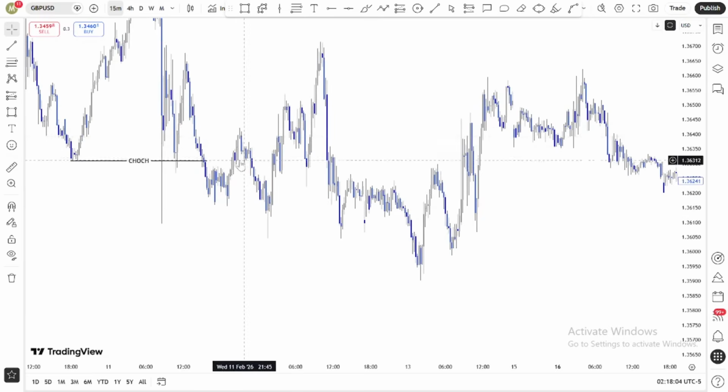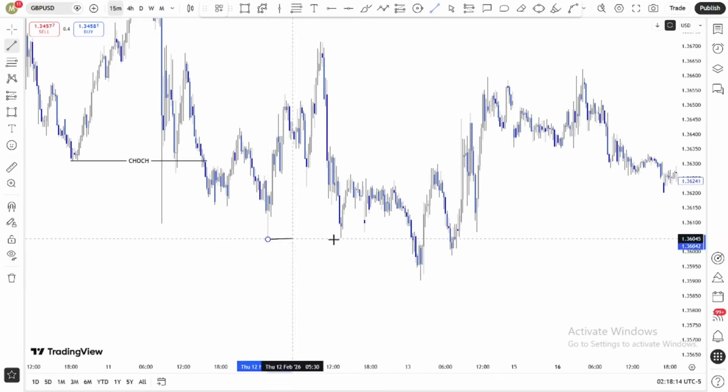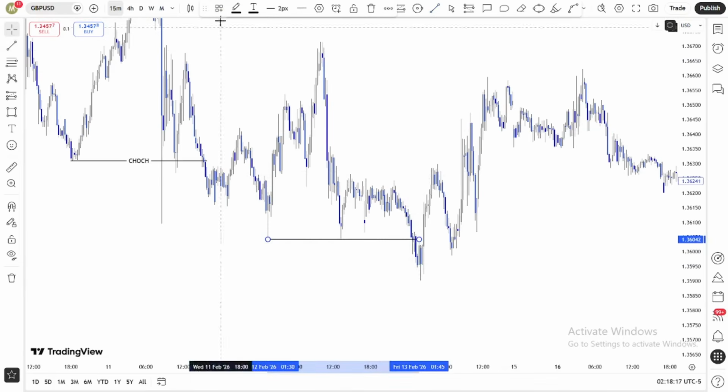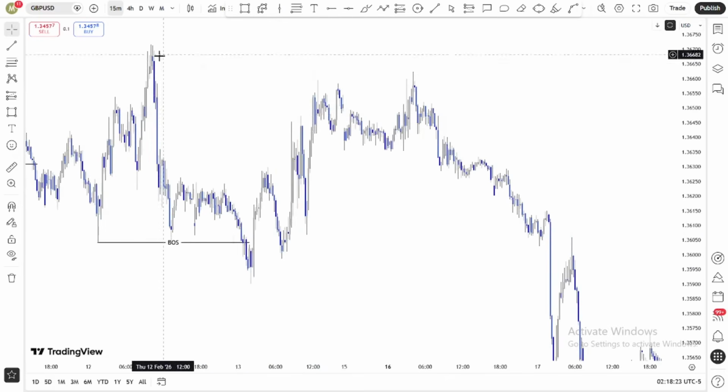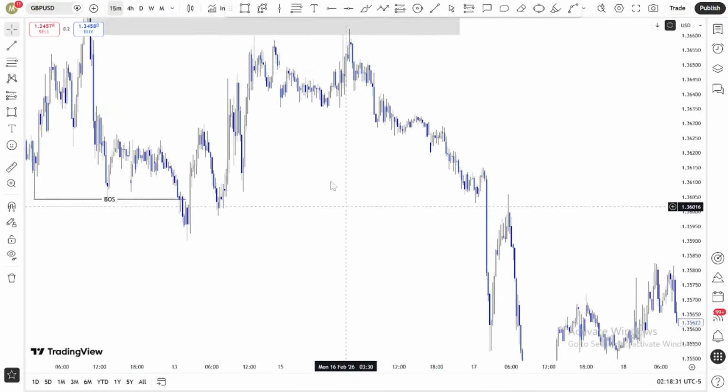But what we are interested in is just to understand the structure, how price is printing candles to the downside. Do you understand? So from here we have this break of structure to the downside. After this break, price retraces inward, right, and respected this order block, then started expanding to the downside.